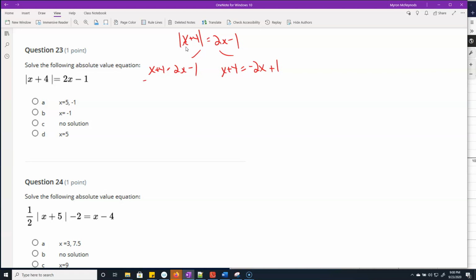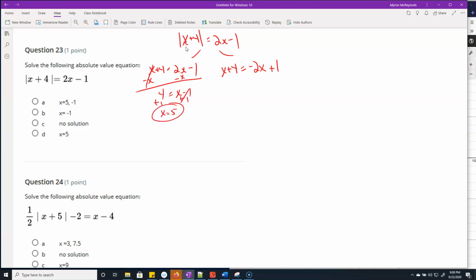It looks like minusing the x over here would give me x on both sides. So I'm going to do that. And I get x minus 1 equals 4 plus 1 plus 1. X is equal to 5 on that side.